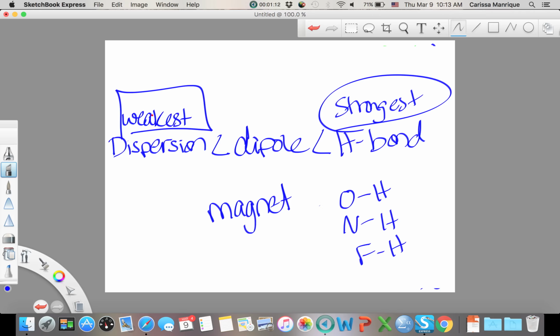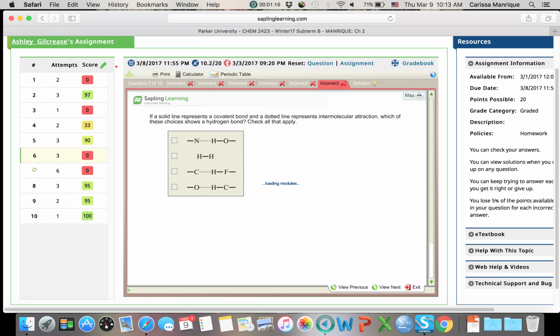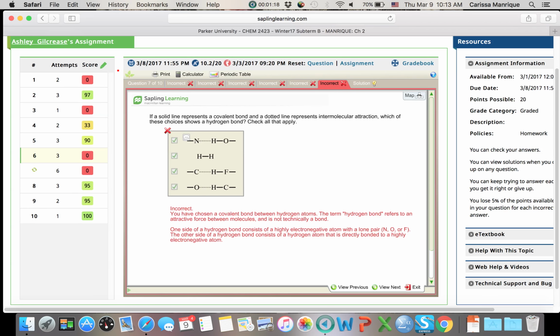Which, speaking of, if we go to the next question really quick, you had trouble with the hydrogen bond here. So here's the problem. Here's what you missed. A hydrogen bond has to always be between hydrogen, oxygen, nitrogen, or fluorine. So do you see these three things here? Always in the middle you have a hydrogen. Now on both sides you have to have either an oxygen, nitrogen, or fluorine. On this one you have an oxygen and nitrogen. So this is a hydrogen bond.